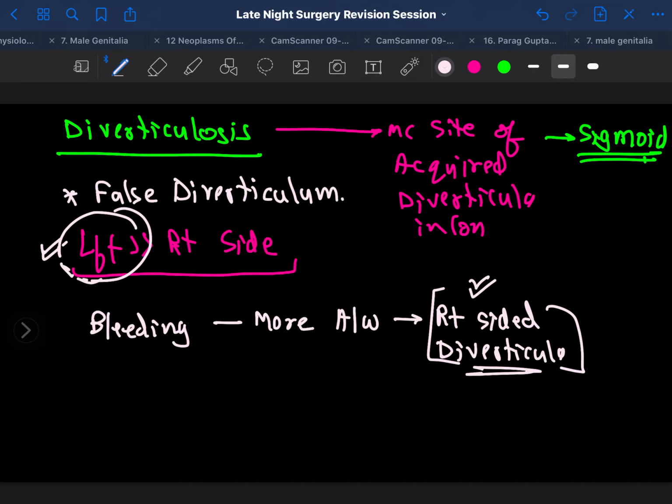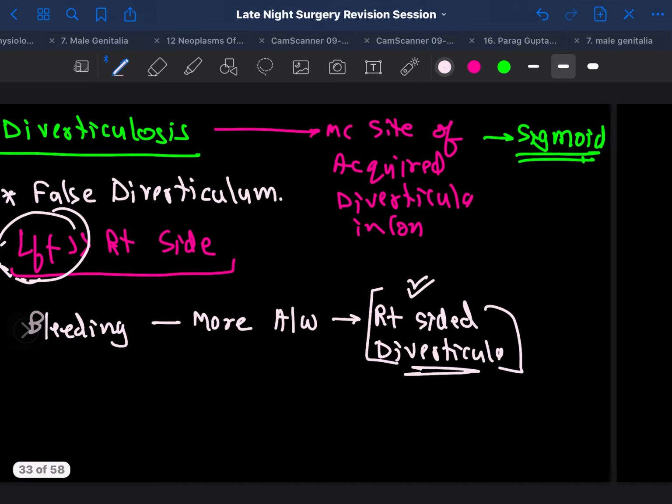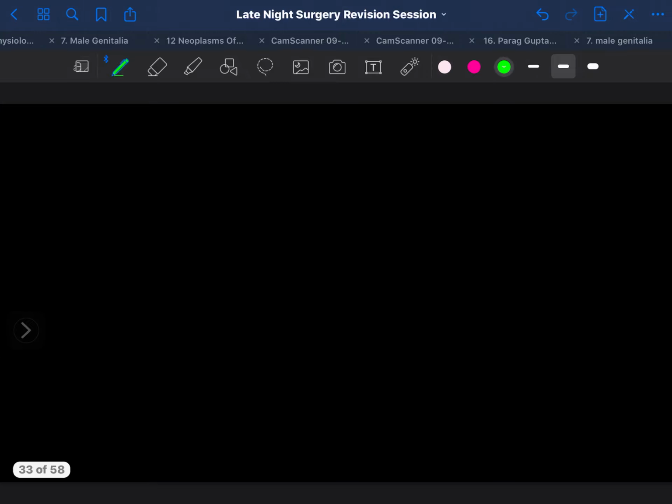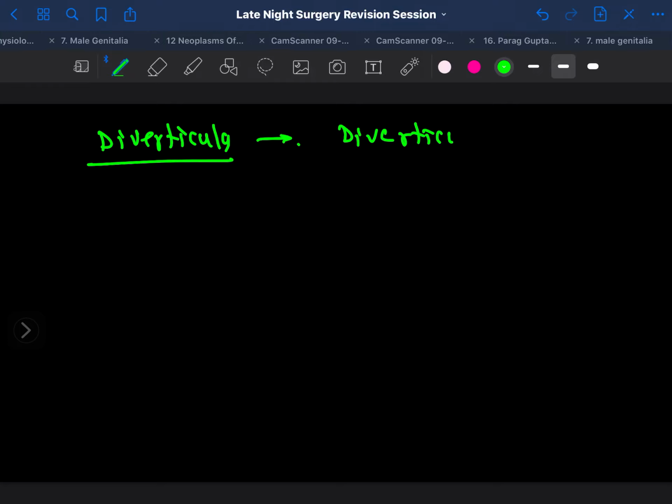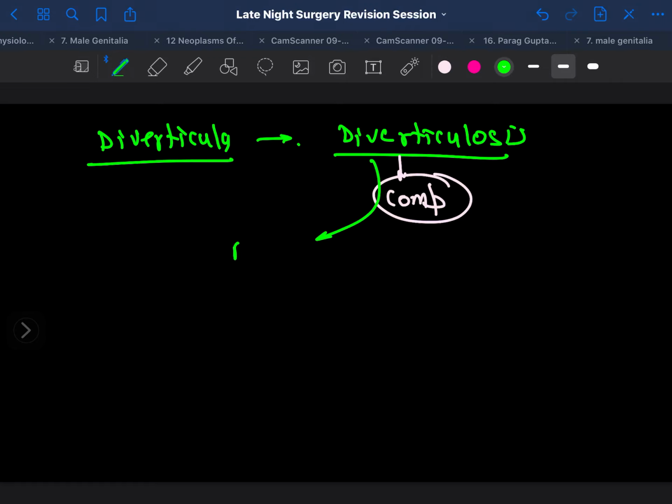Okay, so bleeding is more associated with the right-sided diverticula. You understand my point? So this is what you need to understand, a couple of features. Now, what can happen? There is the presence of diverticula, which is called diverticulosis. But there can be complications of this diverticulosis. So what can be the complications of the diverticulosis?